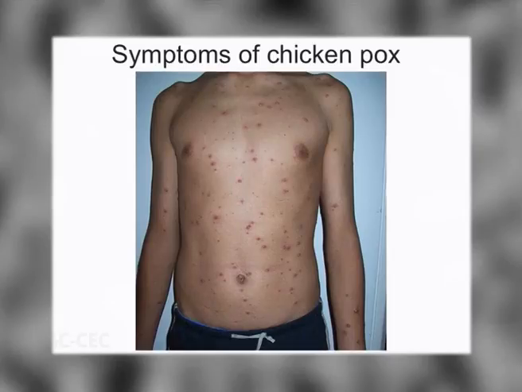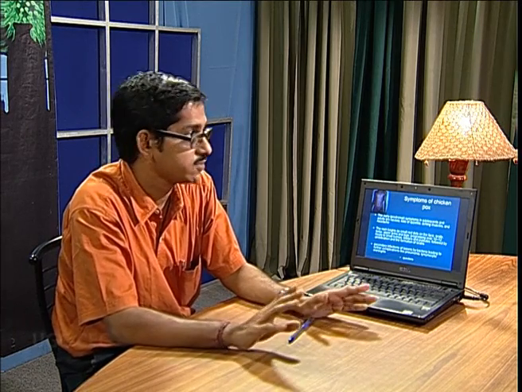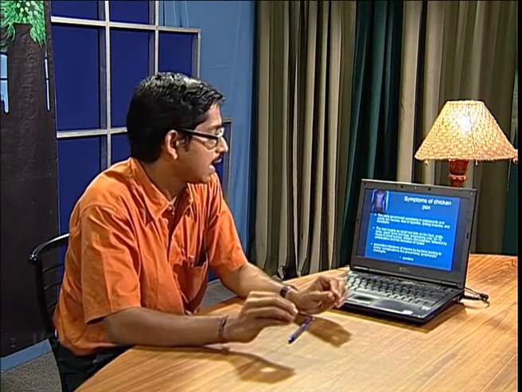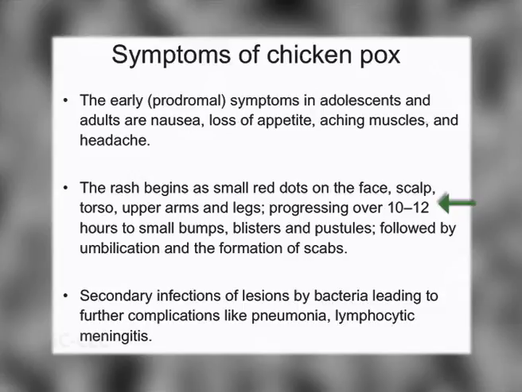So what are the symptoms of chickenpox? Let's look at this infant. All the body has rashes on it, and these rashes are characteristic because they are swellings and they form scabs and they peel off after some time, and that's how we can say that chickenpox is different from measles or mumps. And what happens is they form small red dots on the face, on the scalp, on the torso, and they progress over 10 to 12 hours and form blisters.